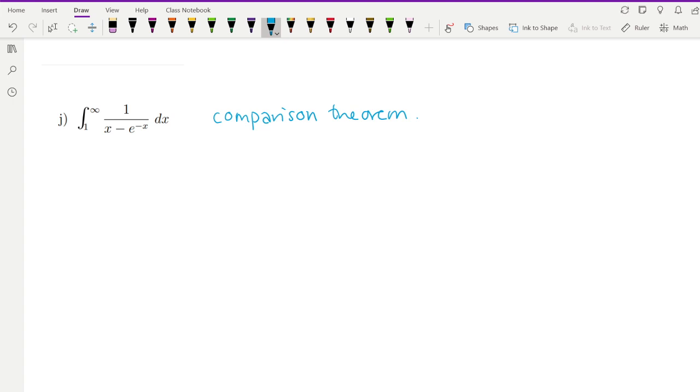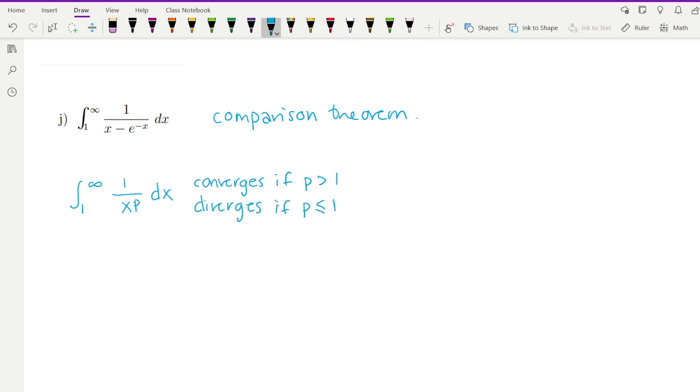So what would be a good function to compare this to? Well, typically, and this isn't always the case, but in many comparison theorem problems, you're going to be comparing to functions that are of the form 1 over x to a power. So we know that in general, the integral from 1 to infinity of 1 over x to the p dx converges if that exponent is greater than 1, and it diverges if that exponent is less than or equal to 1.